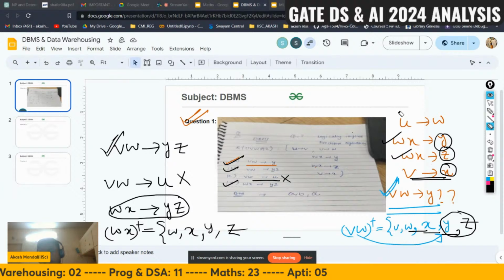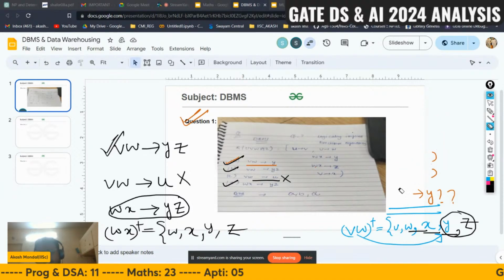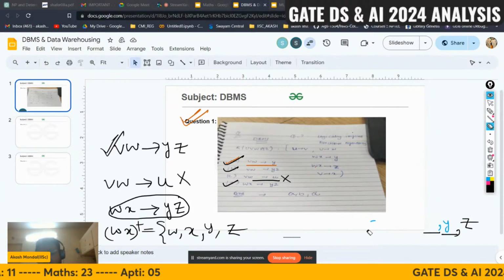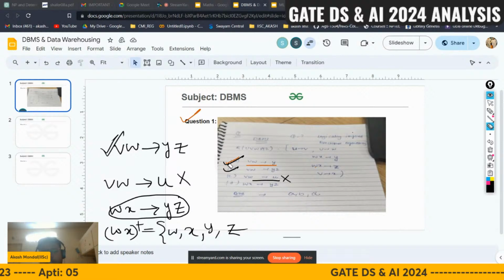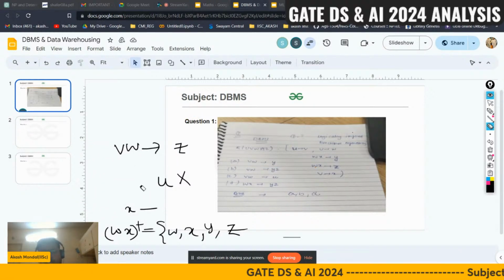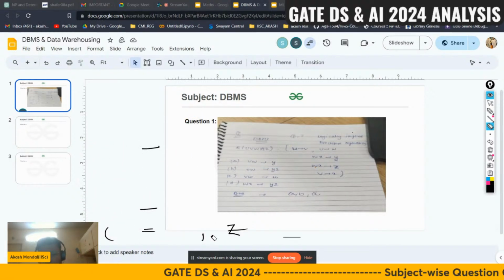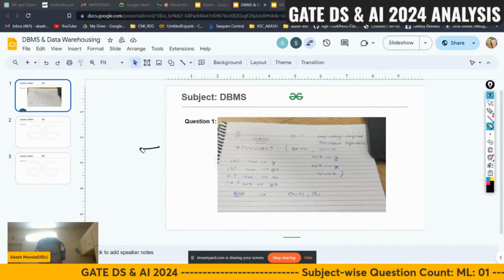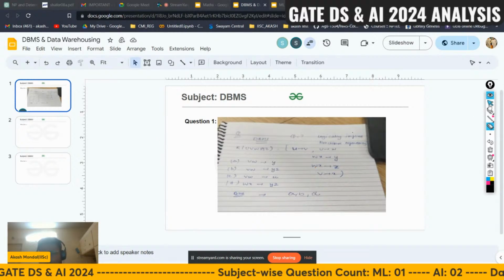So again, this is a simple question from functional dependency. Every year they ask a question from functional dependency. So this is doable. This is not a difficult question. One can easily solve it if he or she knows about functional dependency and the closure concept. So this is again an easy question.